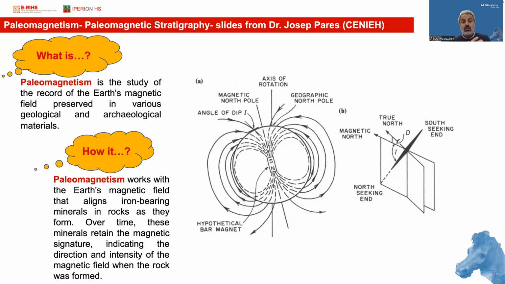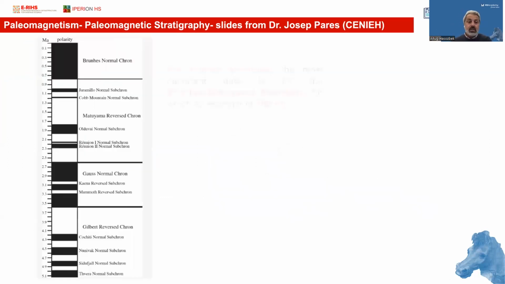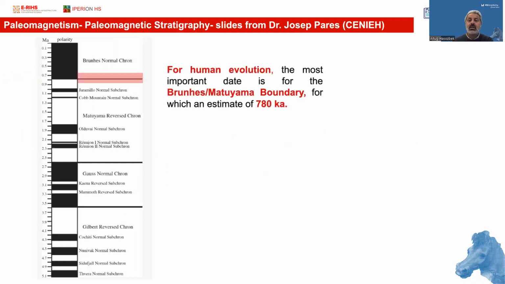I am trying to say that, from an anthropological perspective, the most important changes are in the polarity: times when a compass would point to north, and times when it reverses and points to the south, or vice versa. This is the typical columnar section, the magnetic stratigraphy for human evolution.